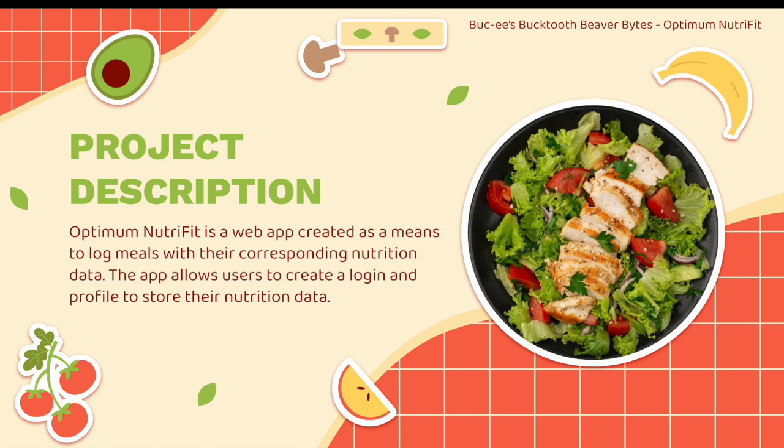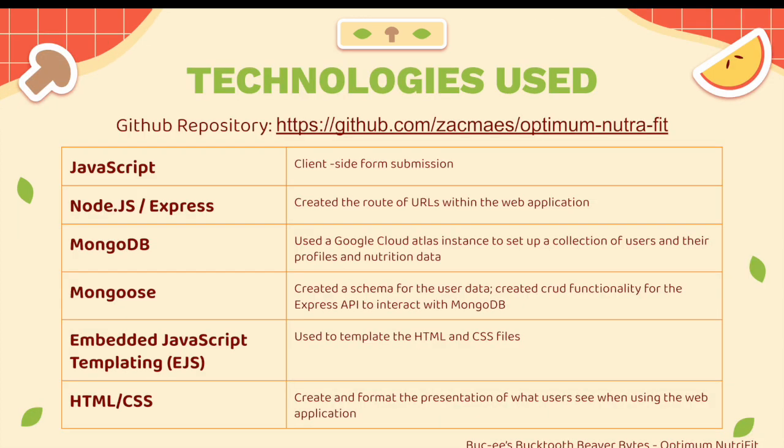The app allows users to create a login and profile to store their nutrition data. For the front end, we used embedded JavaScript templating with HTML, CSS, and JavaScript. And for the backend, we used Node.js and Express. For the database, we used MongoDB and Mongoose.